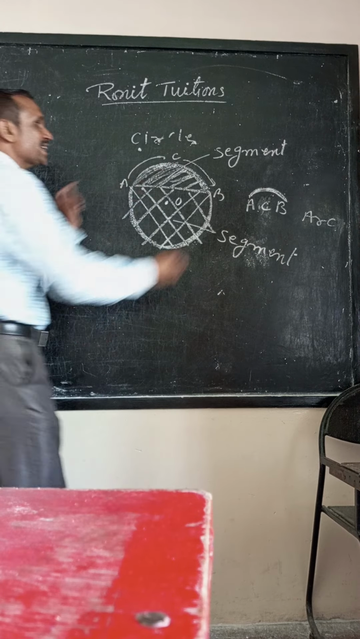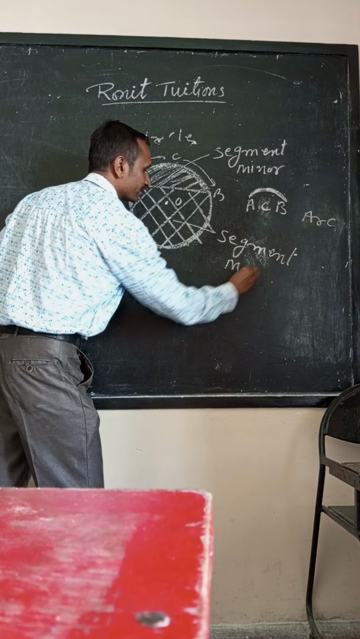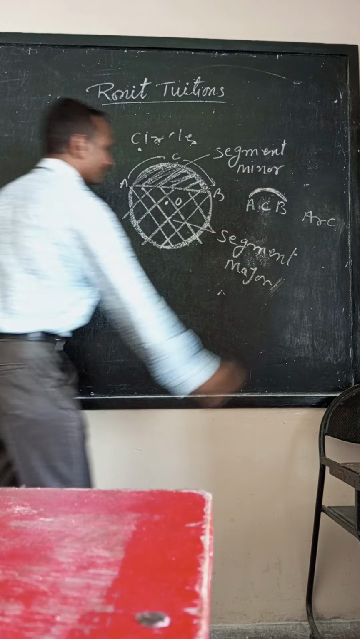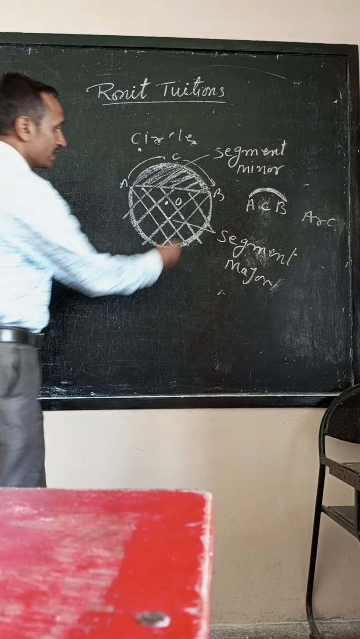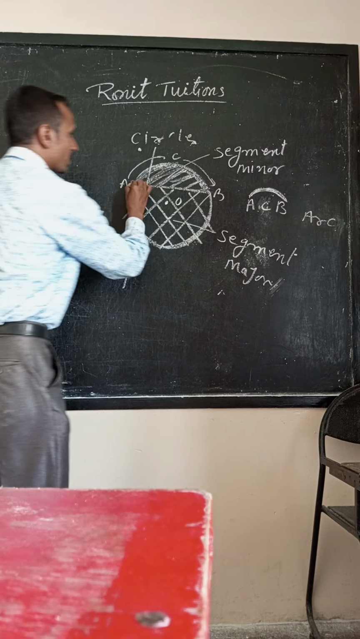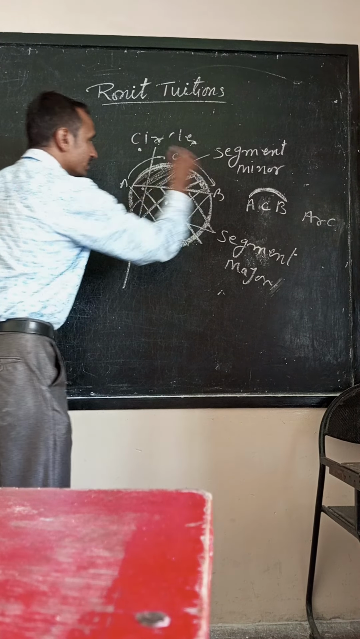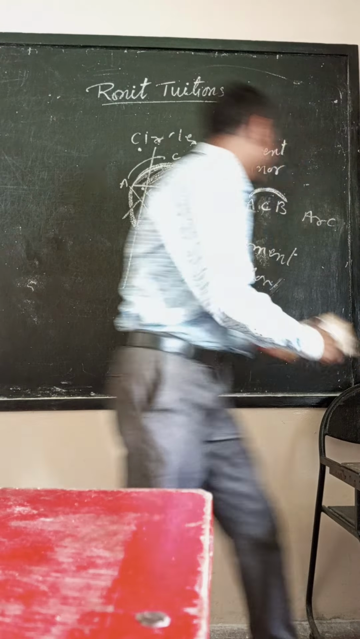This is called the minor segment, and this is called the major segment. Now some angles extended over the circle. This becomes the secant, this becomes the chord, and this is the arc.